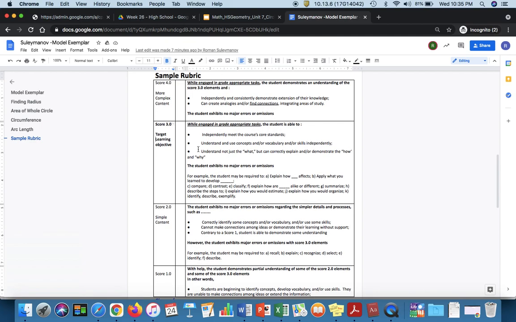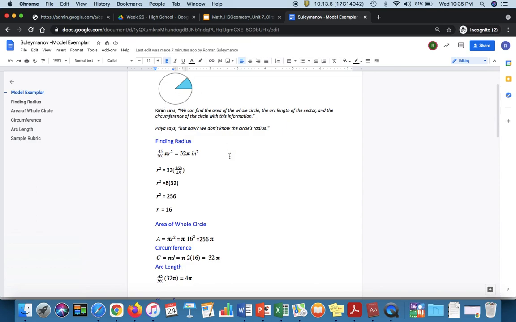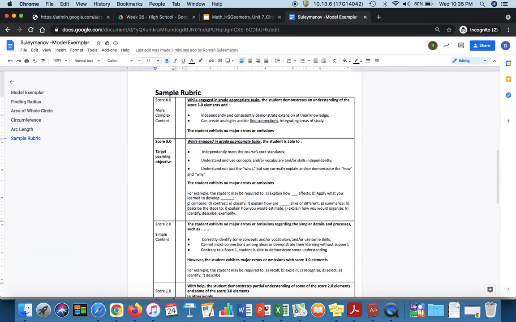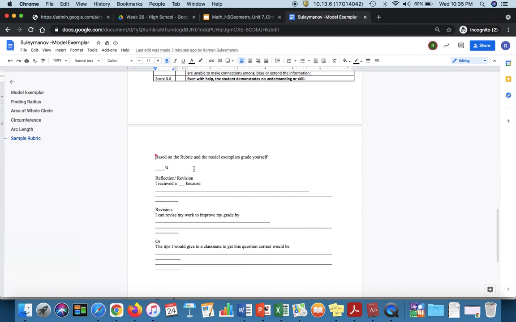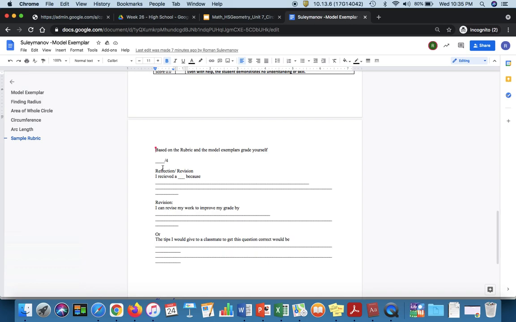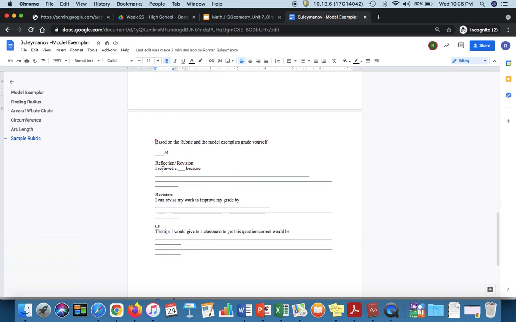So as students are given this model exemplar of the solution, and you're giving them a rubric for them to grade their work off of, you would then ask them to give themselves a score between that 0 and 4. And here we have a reflection or revision part. So a student would explain why they received the grade that they are writing that they received. And then in the revision portion, they would write how they could revise their work to improve their grade, right?